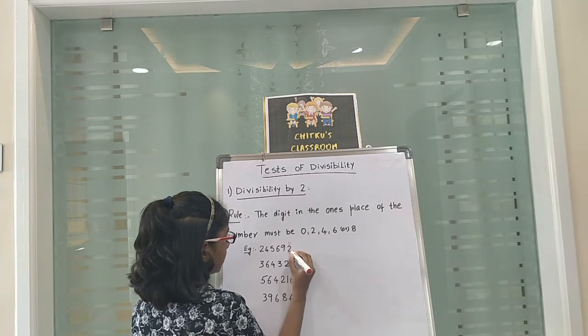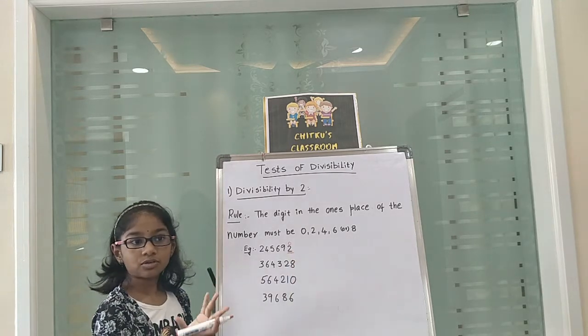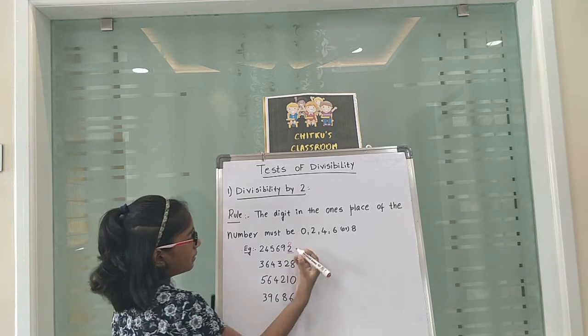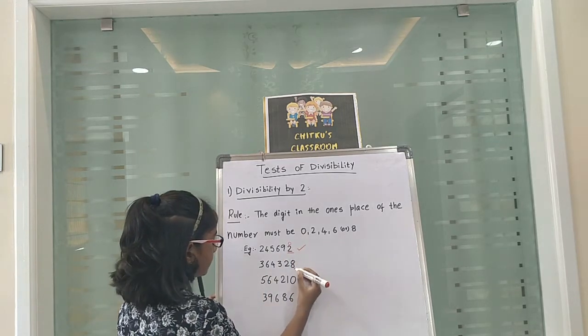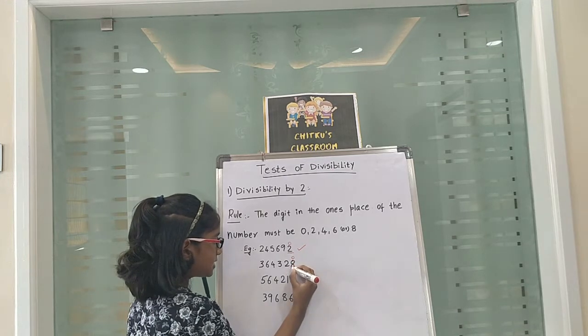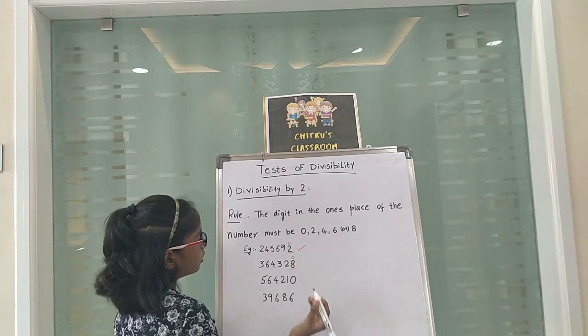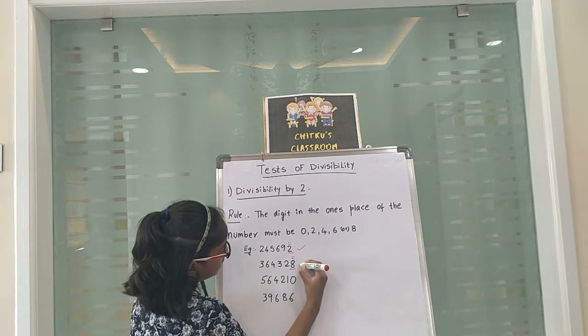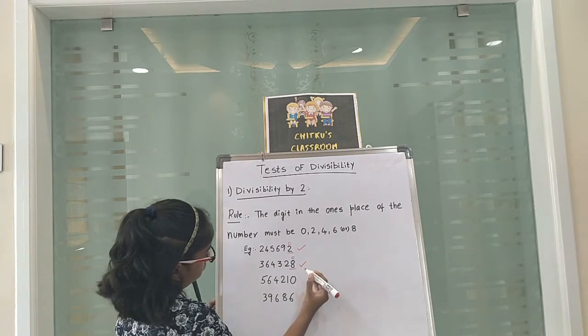So there's 2 here and 2 is an even number. In divisibility rules, we want even numbers to be in the ones place. So that means this is correct. Next, the ones place in this number is 8. 8 is an even number. So that means it is also divisible by 2.